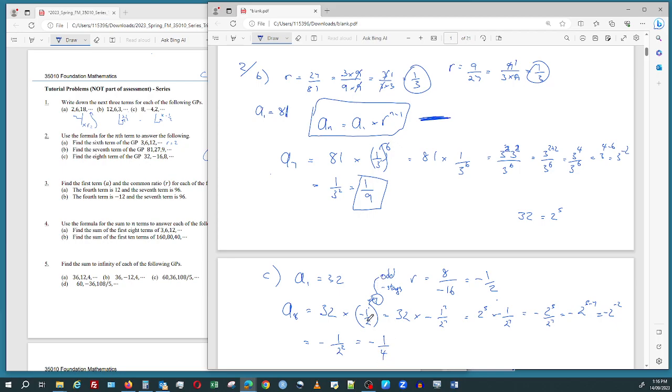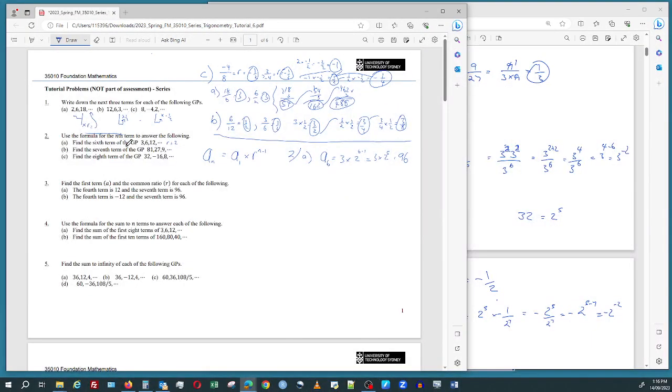Okay, very good. So we've been able to work that one out as well. So we've been able to step through and collect our terms, using the formula for the nth term. So that was fairly good.